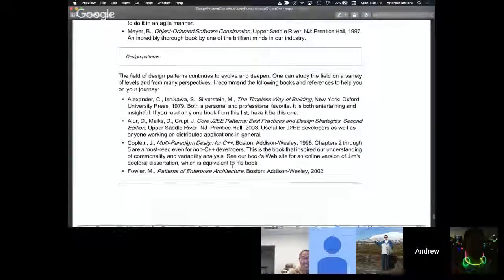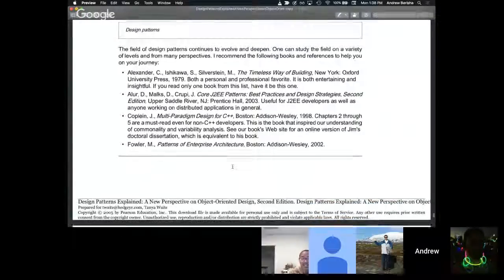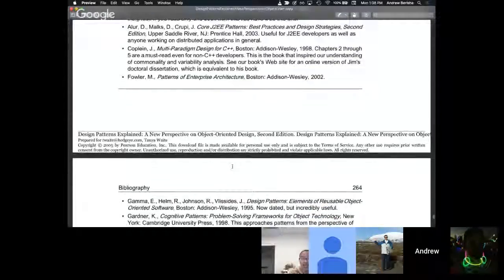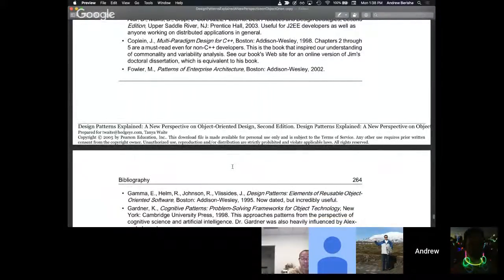Building core J2EE programs scares me, multi-paradigm design for Coplien. Coplien actually contributed to certain design patterns, or his ideas did. Fowler's Patterns of Enterprise Architecture is a thick book, but very influential, especially for us Rails guys, because DHH basically read it and then took 2 or 3 patterns out of it and built Rails from it.